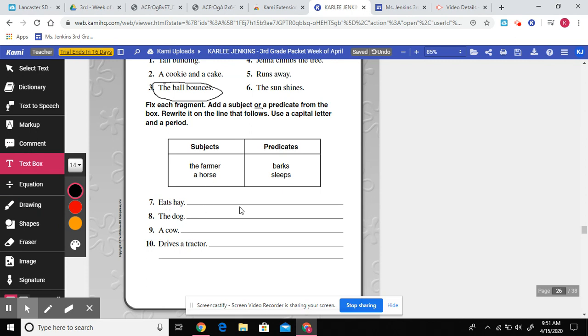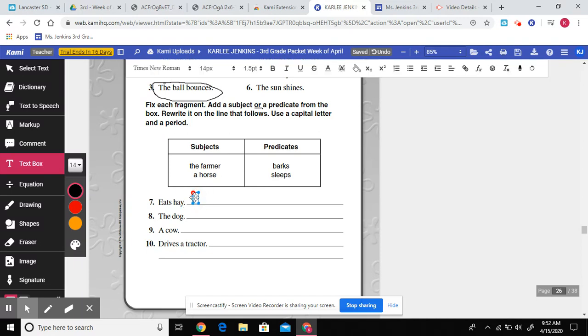Does the farmer eat hay? Does a horse eat hay? I think that sentence sounds right. So, a horse eats hay. Something's wrong with that sentence, though.